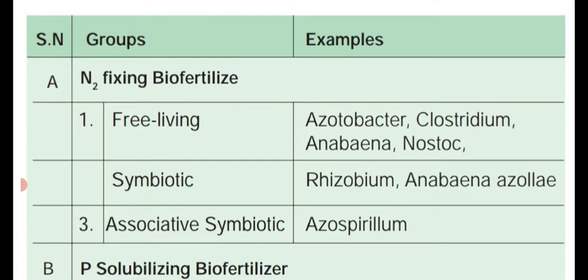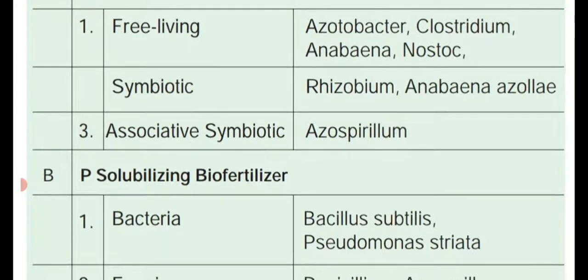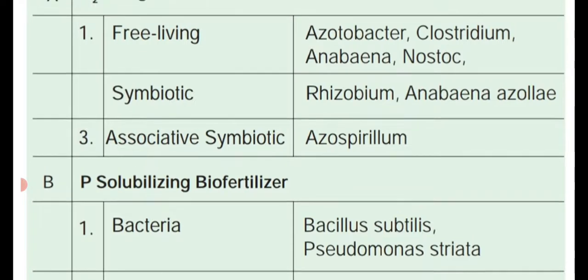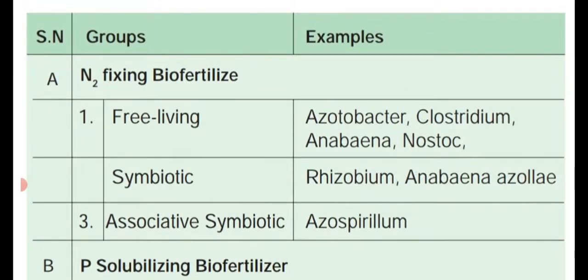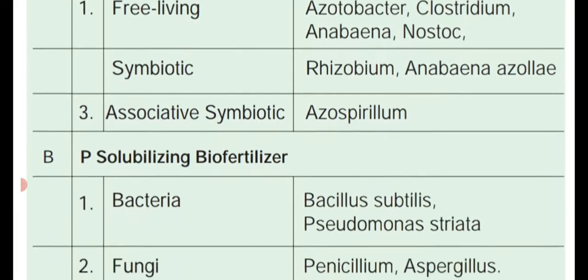Example, Rhizobium bacteria and Anabaena azollae. Another one, associative symbiotic bacteria named Azospirillum. So these are all the different types of nitrogen fixing biofertilizer. Dear students, this table column is very important. I told you 1 mark, 2 mark and 3 mark.